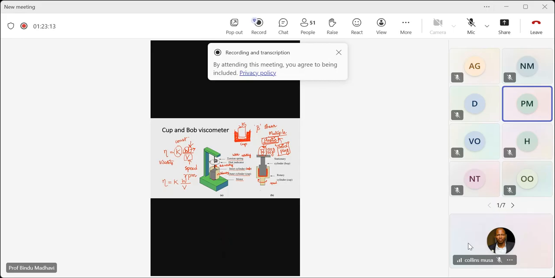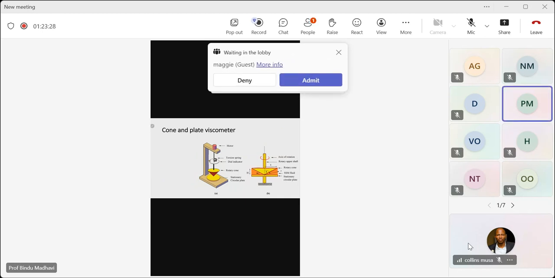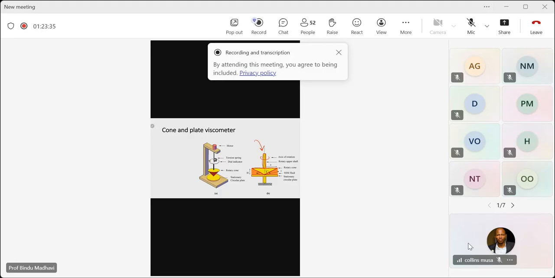The next and the last one is the cone and plate viscometer. It is also similar to the cup and bob viscometer, only the shapes are different. Here you have seen a blunt bob and a large cup, whereas here, this is the rotating part: the cone, the yellow one in the picture. So look at this picture. The conical shape is the cone, and below that there is a horizontal shape, which is called the plate.